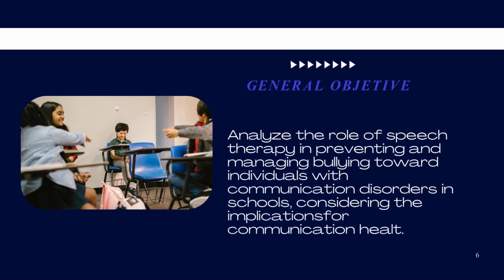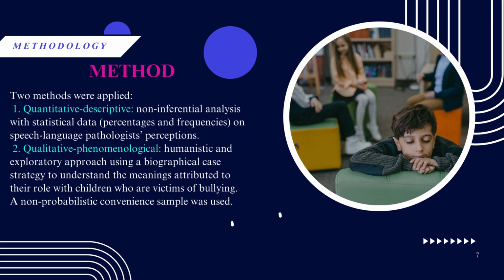The aim was to analyze the role of speech therapy in preventing and managing bullying toward individuals with communication disorders in school, considering the implications for communicative health. Two methods were applied. Quantitative description, with no inferential analysis, with stakeholder data, percentages and frequencies, on one speech language pathologist perception. Qualitative phenomenological, a humanistic and exploratory approach using a biographical case strategy to understand the meanings attributed to their role with children who are victims of bullying.